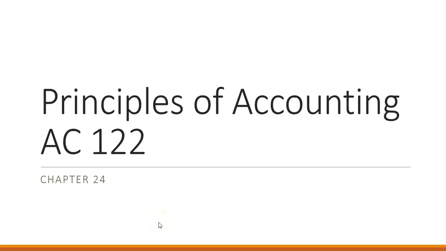Principles of Accounting, Chapter 24. In Chapter 24, we're going to talk about looking at actual versus budgeted information.